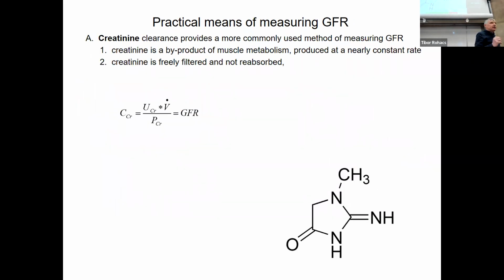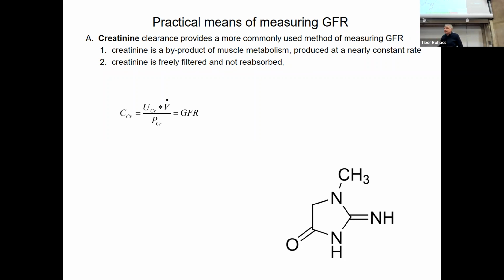Now, in real life, very, very infrequently do clinicians measure inulin clearance or clearance of anything that's similar to inulin. The reason for that is because the plasma concentration is a moving target. So if somebody gets just 1 injection of inulin, the inulin concentration will go down pretty quickly.